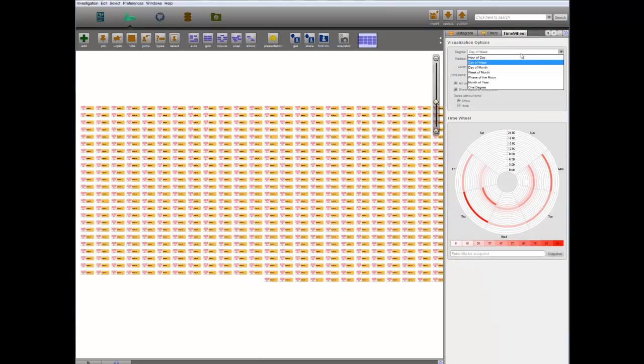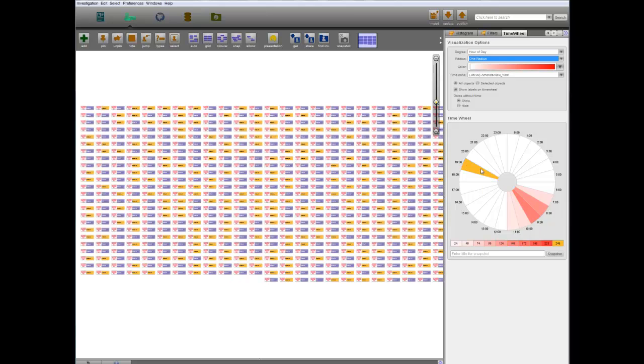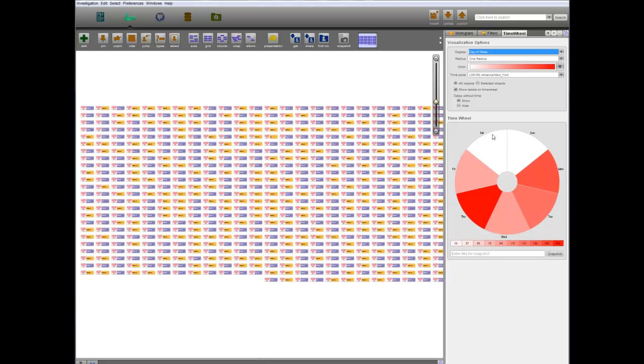Utilizing the time wheel helper to visually represent the data by its timestamp, the busiest entry times into Verna can be established. 9 a.m. and 7 p.m. appear to be when most people are entering through the doors. By changing the degree to day, it appears that Thursday has the most entrance events and may be the easiest day to enter the building.